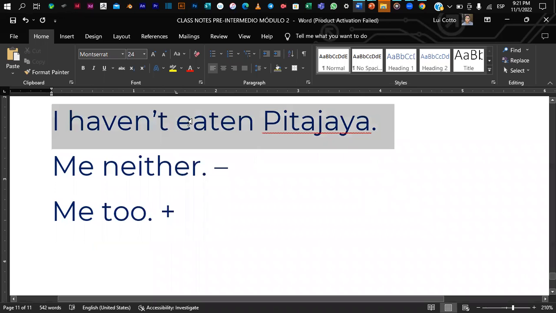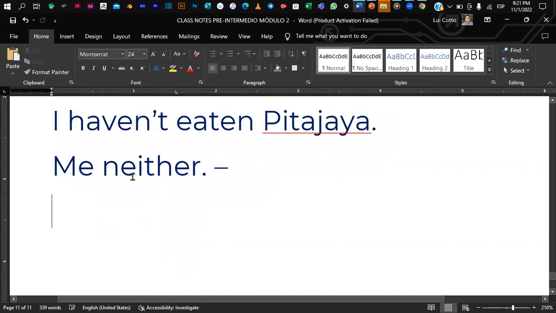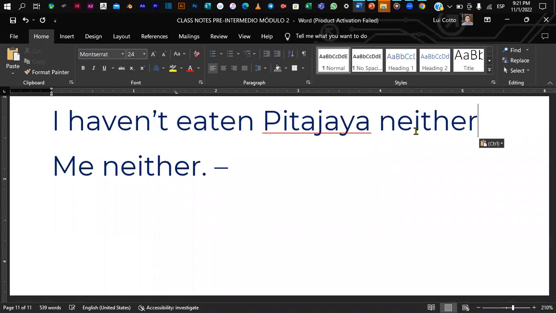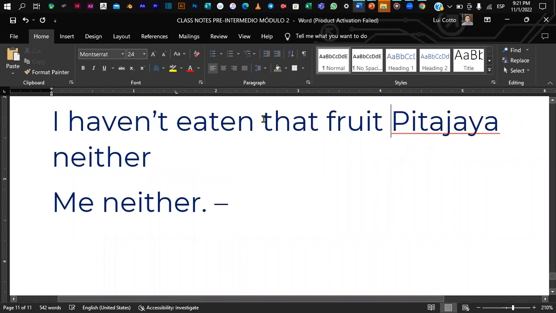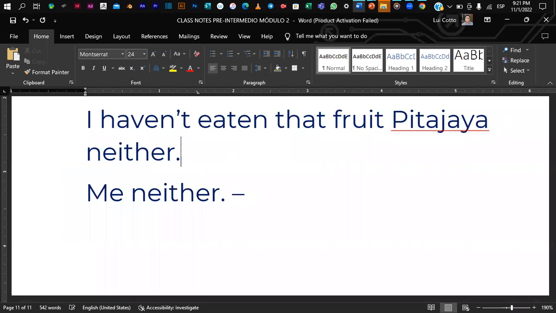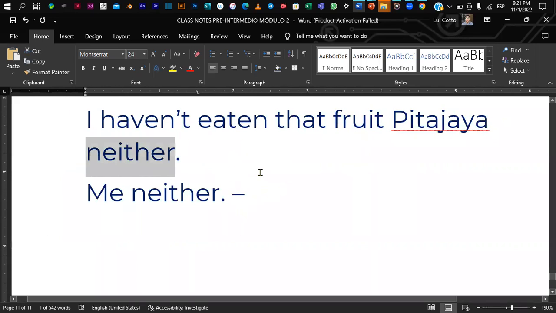Okay, and this is only for negative sentences. No, me neither. Me neither. Can I respond like this or saying, I haven't eaten, or I haven't eaten that fruit? Neither, or at the end, right? I haven't eaten pitahaya. Neither. That fruit. Depending. Okay. But neither is for negative.